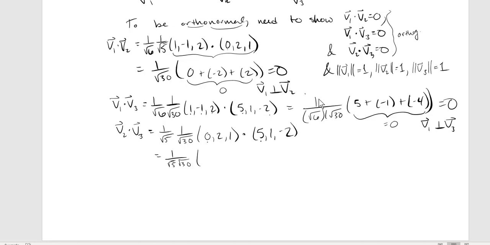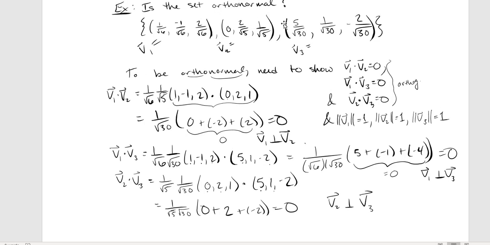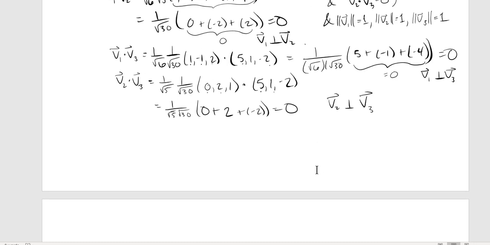Zero times 5 is 0. 2 times 1 is 2. 1 times negative 2 is negative 2. It looks like we get 0 yet again, so V2 is orthogonal to V3. Every pair of vectors in our set that we started with up here is orthogonal: V1 and V2, V1 and V3, V3 and V2, right? So this is an orthogonal set.